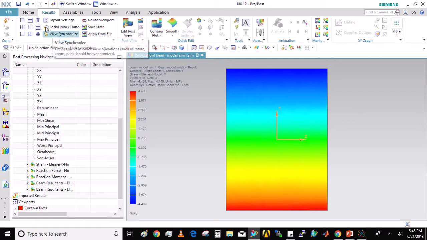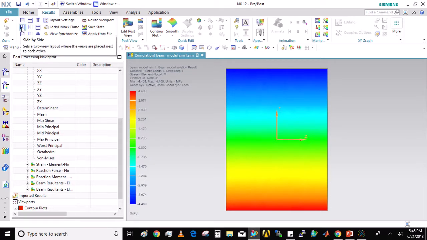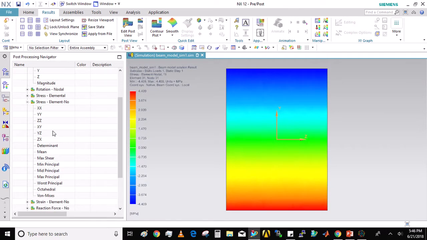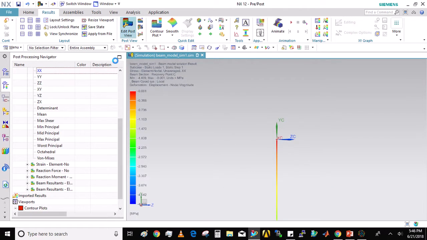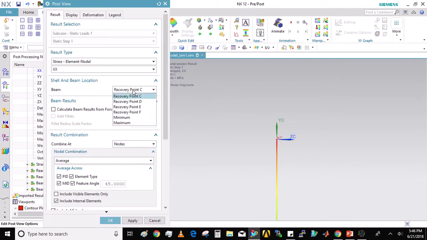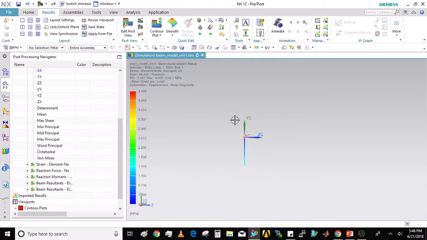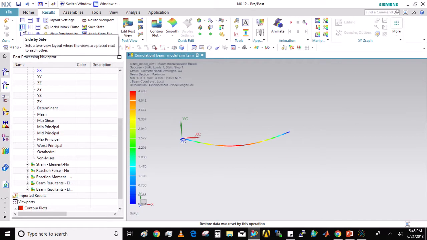One thing also, if you want to try, you can try multiple layouts. Suppose I want two layouts here, the stress distribution longitudinal and then the cross section. First I can go to stress XX. Again, I take the maximum recovery point and node averaging. This is the bending stress distribution, and now if I select side by side, I'll have two layouts.